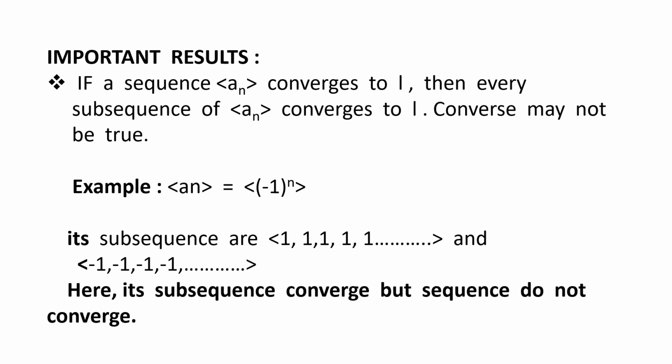Now let's discuss some important results. If a sequence {an} converges to L, then every subsequence of {an} converges to L. But the converse may not be true. Let's discuss this with the help of an example. Take the sequence {an} = {(-1)^n}. Its subsequences are 1, 1, 1 and so on, and -1, -1, -1 and so on. Here its subsequences converge, but the sequence does not converge.